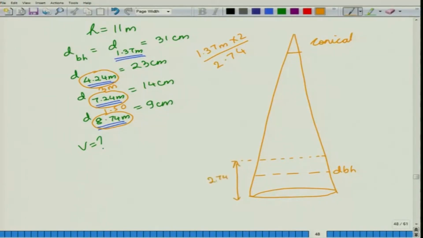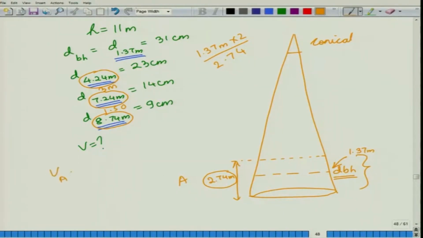So, this is 2.74 meters. Now, if we considered this section, let us call it section A, it has a length of 2.74 meters and its center point is the breast height, that is 1.37 meters. At the center location, we know the diameter, we know the height of this log. So, can we now find out the volume of this section?